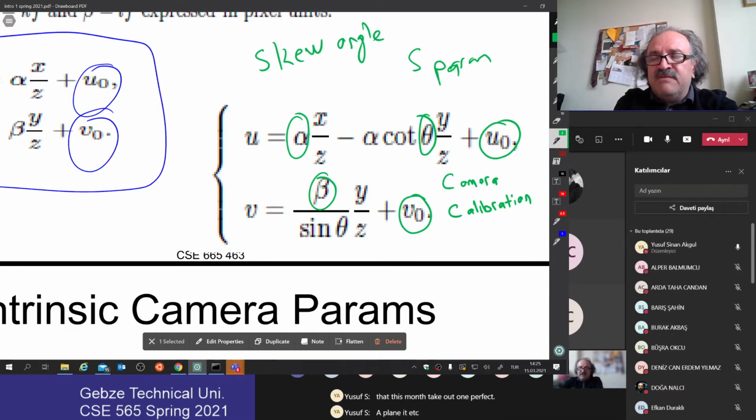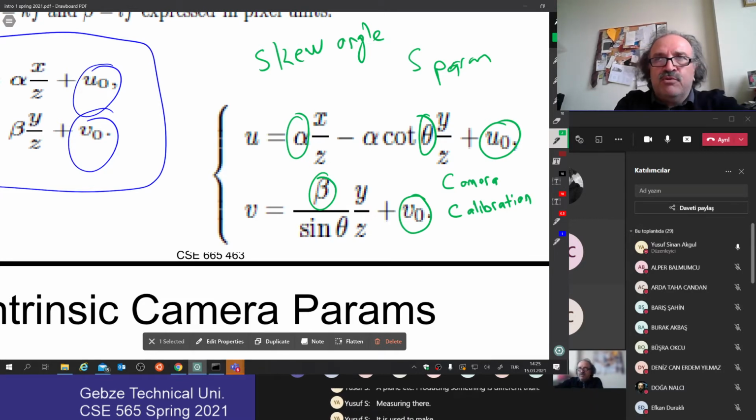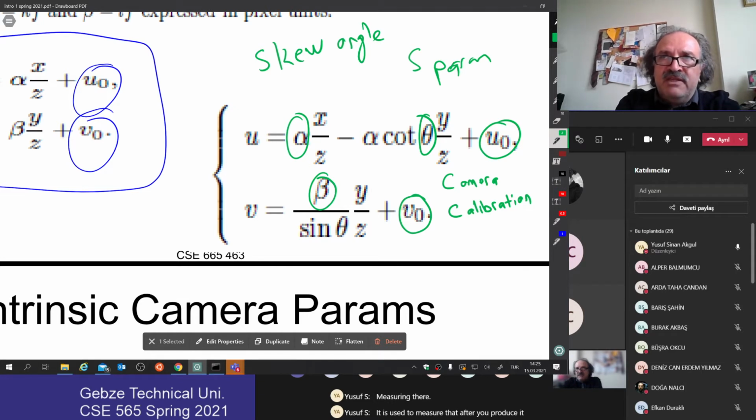Producing something is different than measuring the error. It is easy to measure the error after you produce it. It's one thing, and producing the perfect thing is another. The other thing is this: even after they measure the theta angle, it changes. When the CCD heats up during the operation, it deforms, and this angle changes.